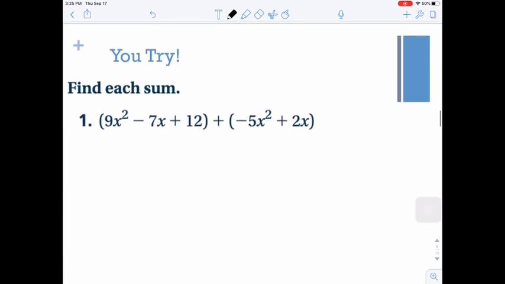I would like you to try to find the sum of 9x squared minus 7x plus 12 plus negative 5x squared plus 2x.